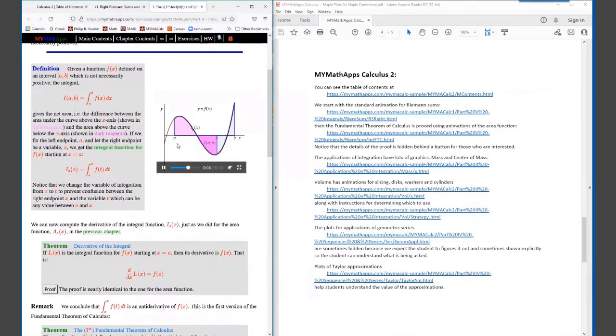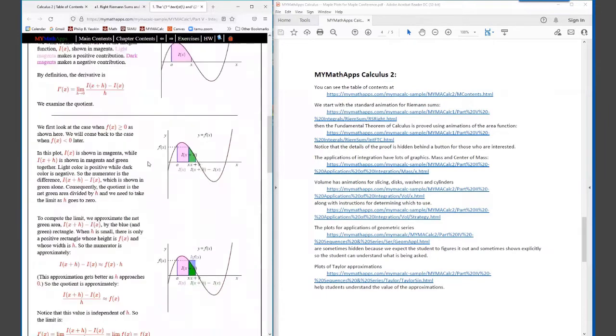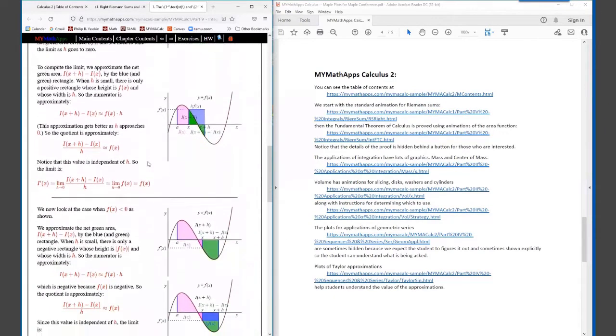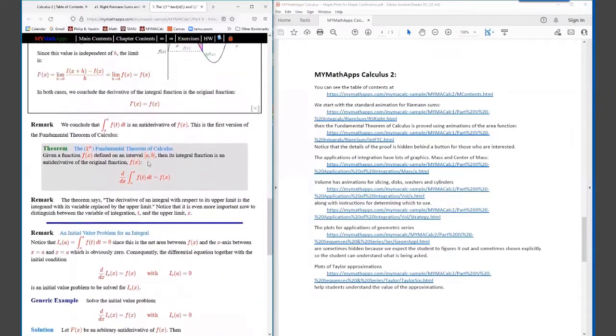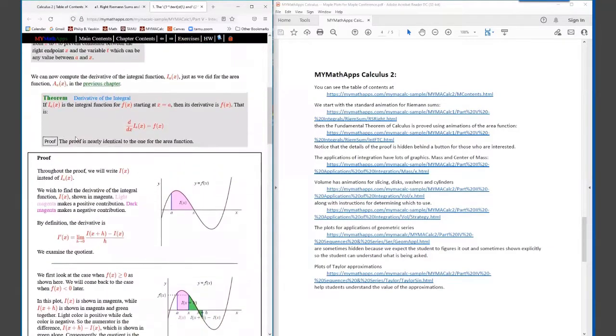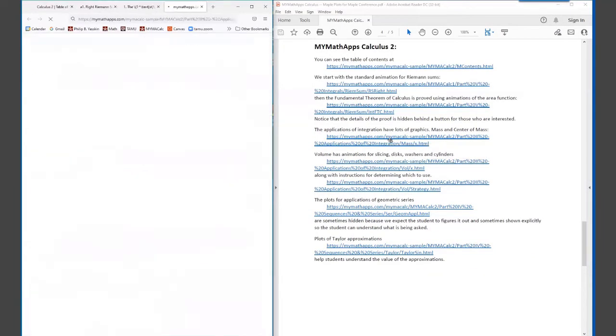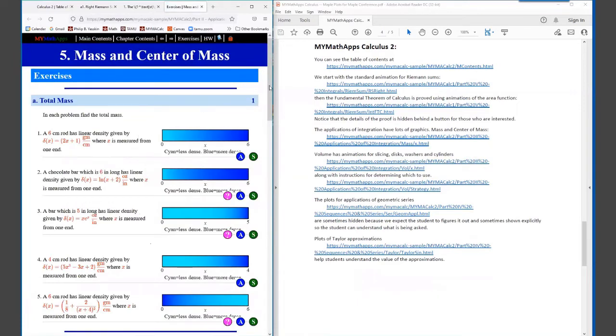And what we'd like to know is what is the derivative of that function, because that's the first fundamental theorem of calculus. The proof is hidden in a button because not every student wants to read it in all its detail. Here it is for those who want to go into that detail, or a faculty member who wants to teach it. Applications. Here is mass and center of mass.